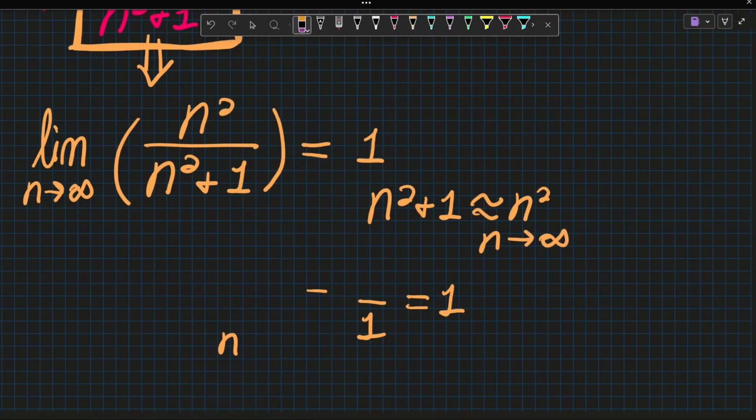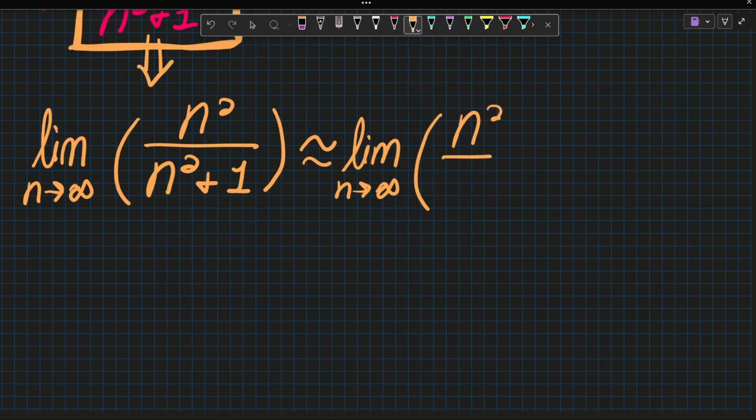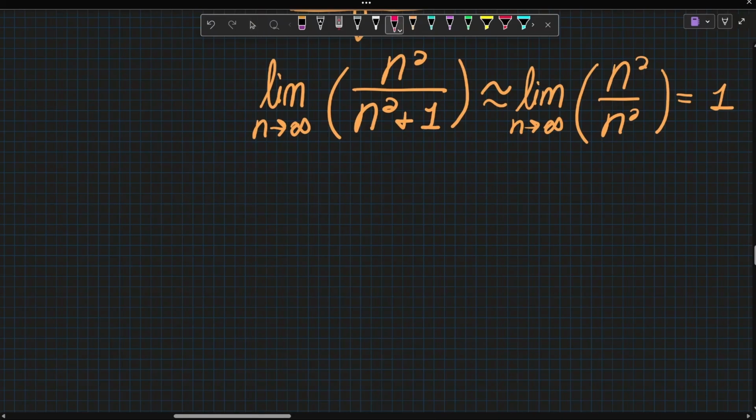Thus, we can write the following. As n squared plus 1 gets bigger, it is indistinguishable from n squared. So this will be n squared over n squared, which just gives you 1. So we know from this analysis that our actual limit now looks like this: it's approximately like the function 1 times cosine of n.